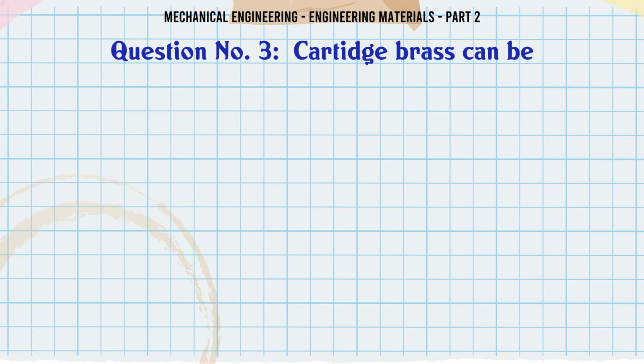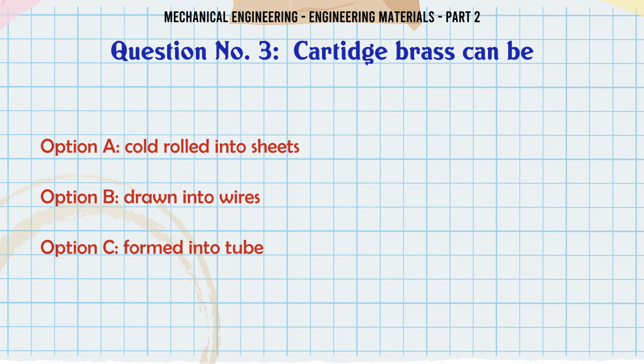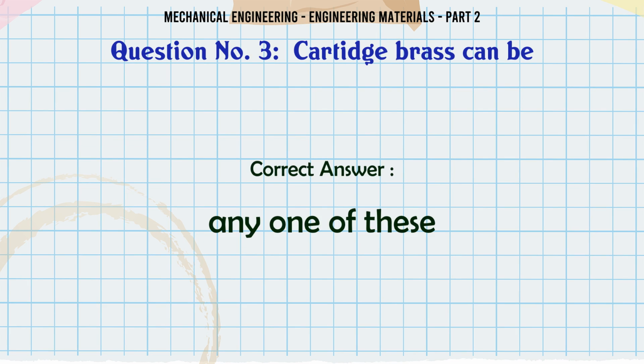Cartridge brass can be A. cold rolled into sheets, B. drawn into wires, C. formed into tube, D. any one of these. The correct answer is any one of these.